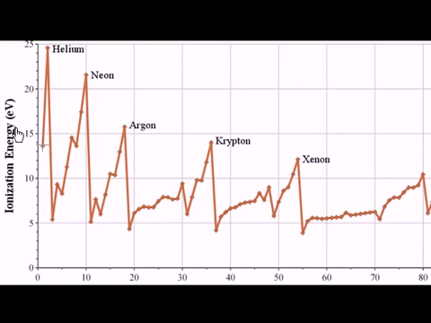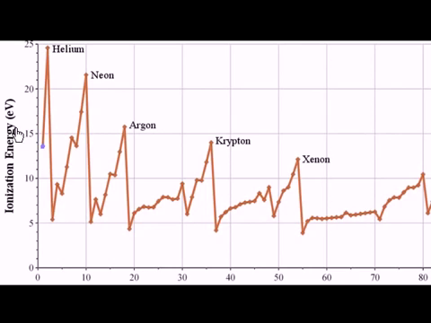So this is hydrogen. Hydrogen's ionization energy is around 13.5 electron volts, right? Which is a unit of energy. It can be converted into joules if you like. But then all of a sudden helium's a lot more stable. It takes almost double the energy to remove that second electron from helium, because it's so stable.